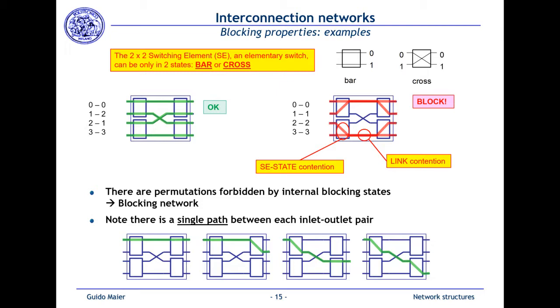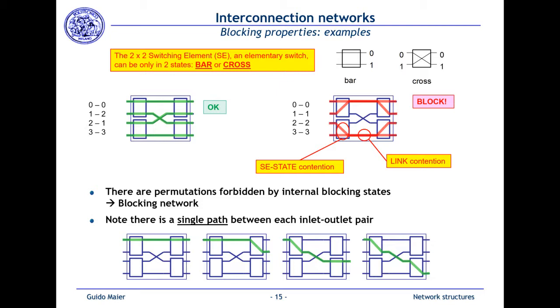If you remember, the previous path was this one. Now 3 to 3 has to go up, down, and go here. So there is a path for 3 to 3, you can set it up, but there was a moment in time when it was switched off, even if the source and destination did not change. So this implies that this network is rearrangeable non-blocking.